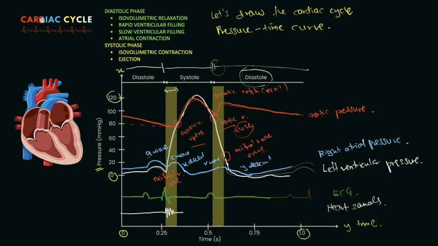Last but not least are the heart sounds. You have S1 occurring at the closure of the AV valve at the beginning of isovolumetric contraction, here at the highlighted part, and S2 happens at the closure of a semilunar valve at the start of isovolumetric relaxation, here at the highlighted portion of the beginning of diastole.